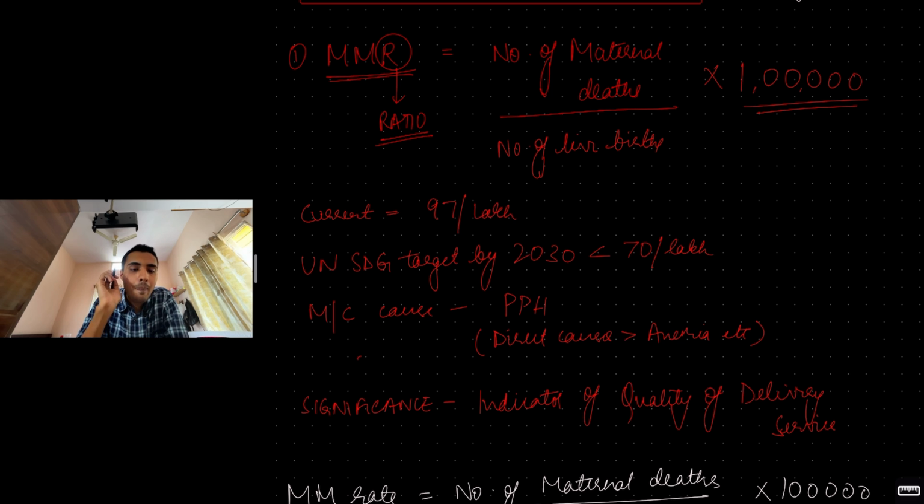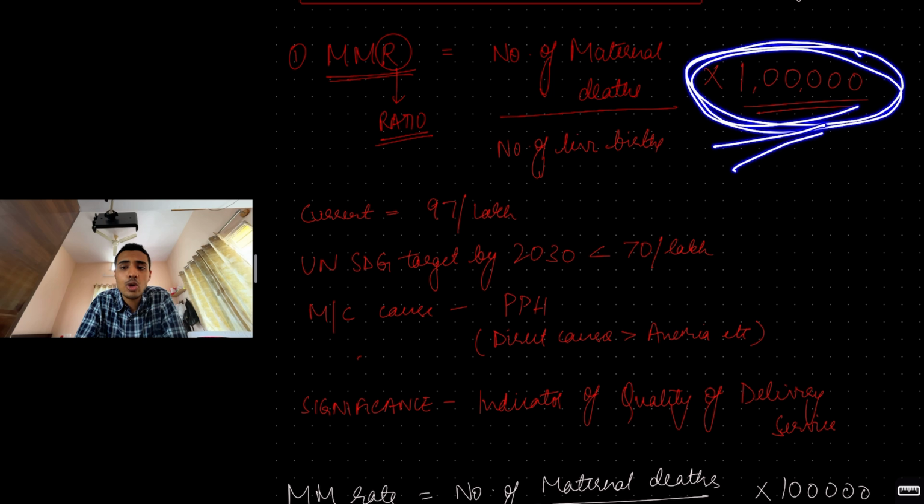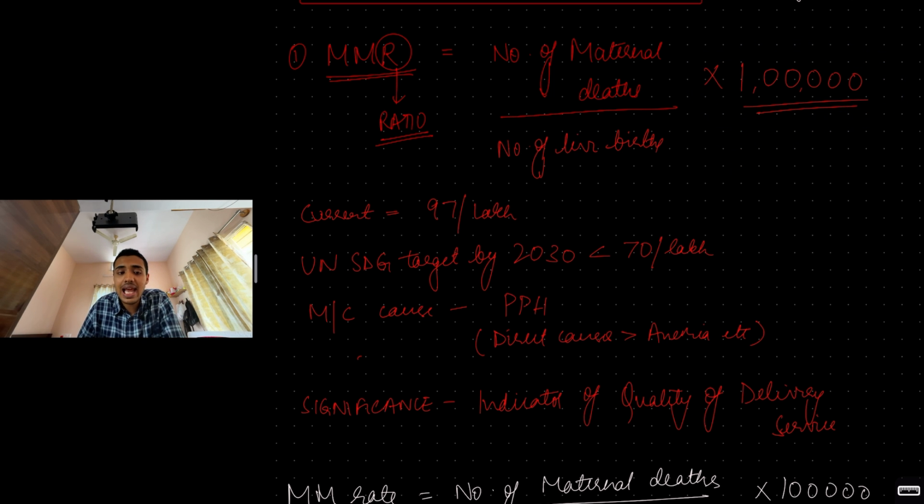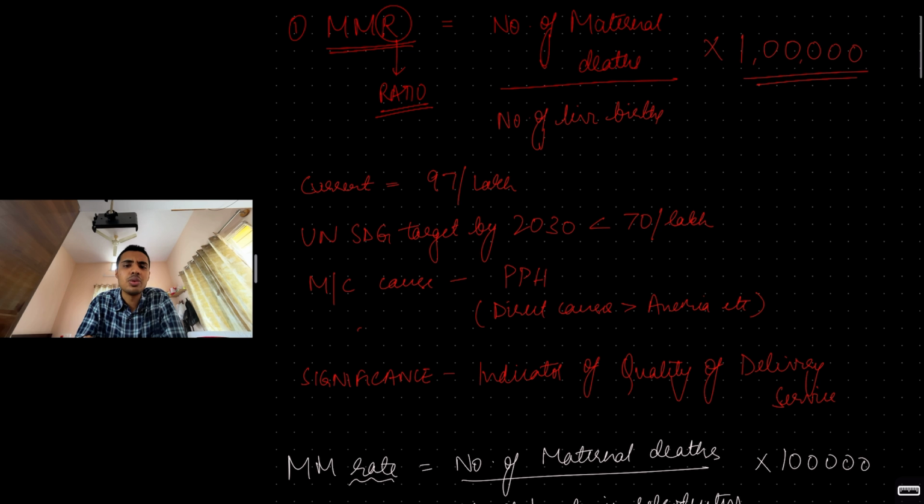So MMR, maternal mortality ratio, is the number of maternal deaths divided by the number of live births in a given year into 1 lakh. Very, very important: this is the only formula where we consider lakh. Every other formula we take 1000. So here we consider per lakh of live births. Now let's come to the current value. It is about 97 in India.